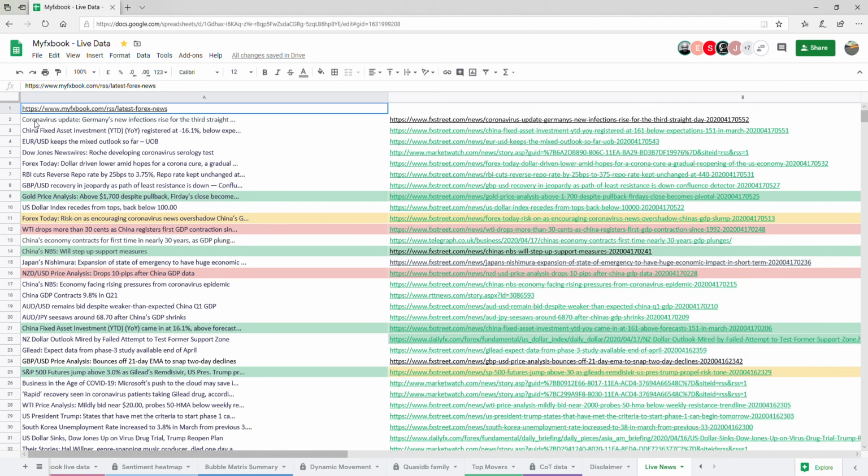Live news. This is from the myfxbook.com website. I've got conditional formatting, so we can see if something's green, it's like a bullish. Then contraction is obviously one of the key words, and that's why that's red. Support, that's where that's green. So you can just see it at high level.